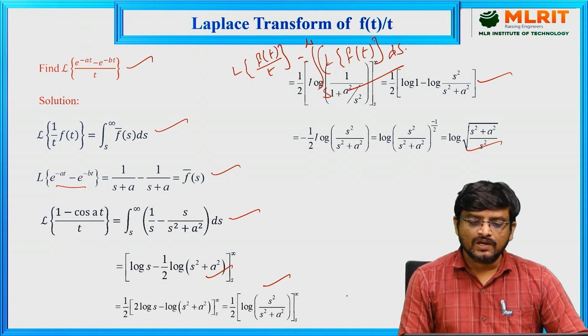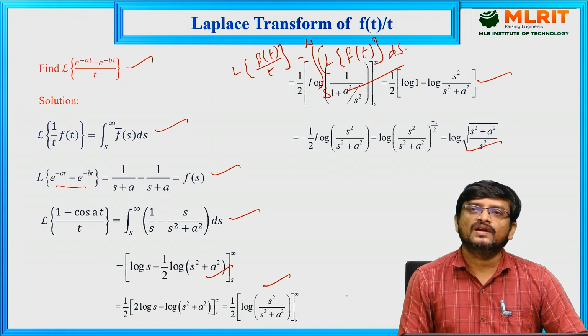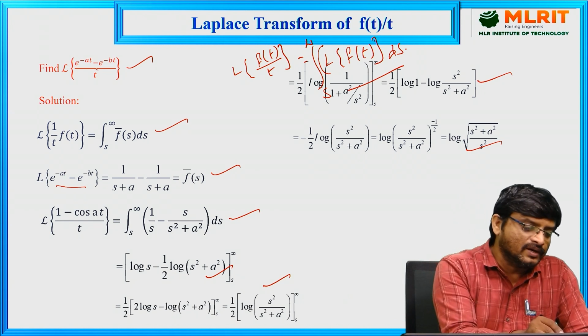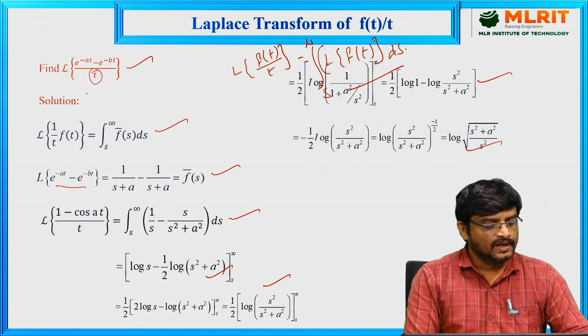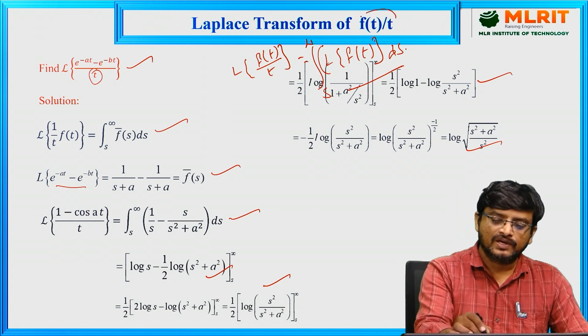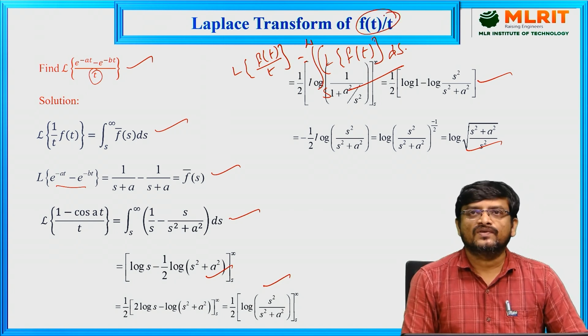So this is the way we can use this formula, Laplace transform of f of t by t. So blindly we can say that whenever we have the denominator as t, then if you want to find out the Laplace transform for this function, directly we can use Laplace transform of f of t by t.